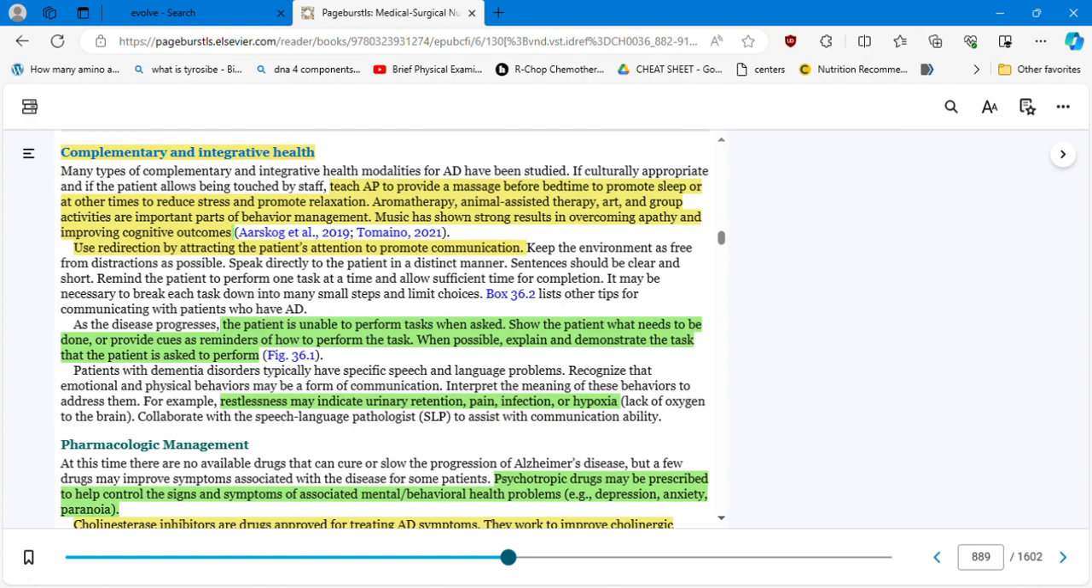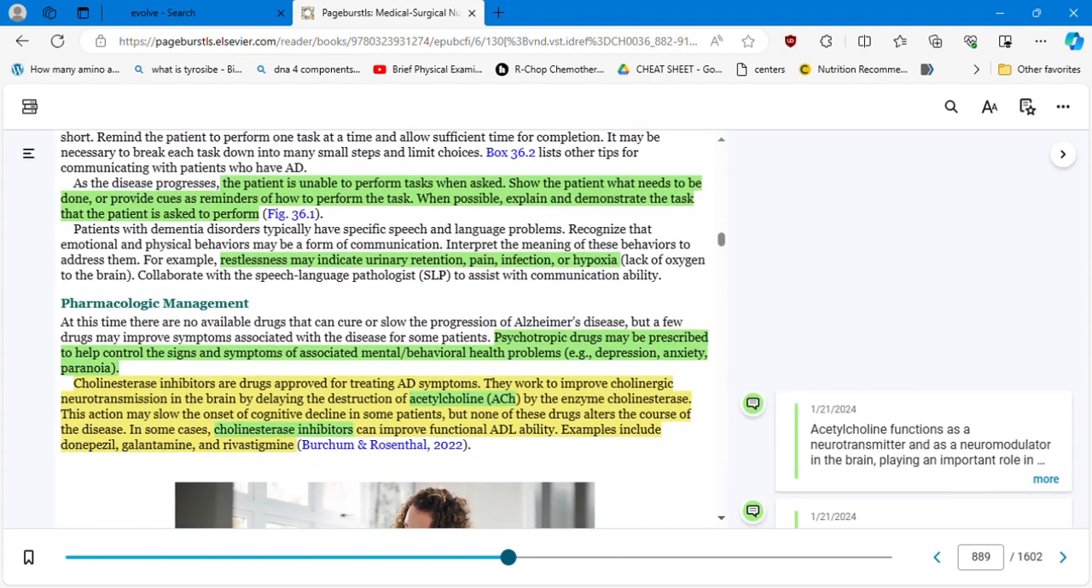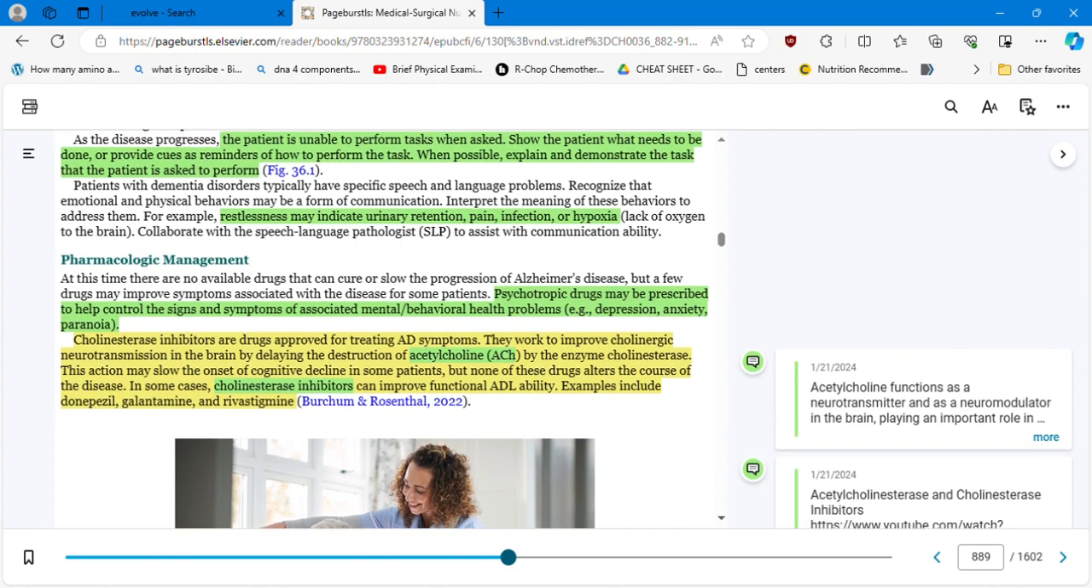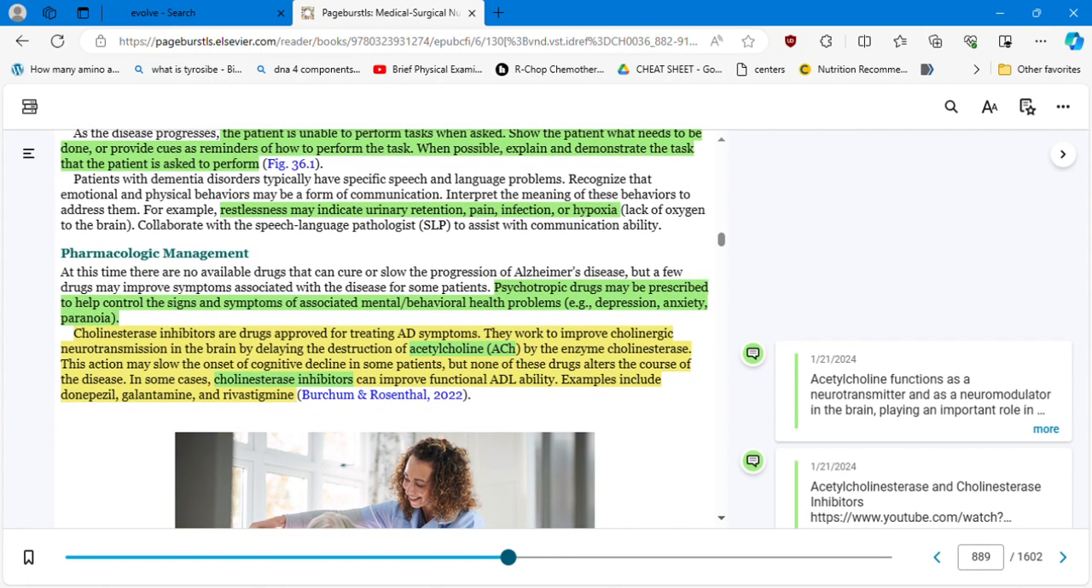Use redirection by attracting the patient's attention to promote communication. If the patient is unable to perform tasks when asked, show the patient what needs to be done, or provide cues as reminders of how to perform the task. When possible, explain and demonstrate the task that the patient is asked to perform. Restlessness may indicate urinary retention, pain, infection, or hypoxia. So that's something else that we need to observe in the behavior of the patient.